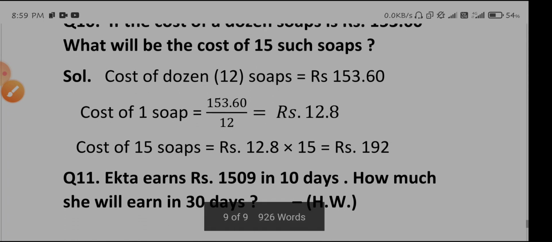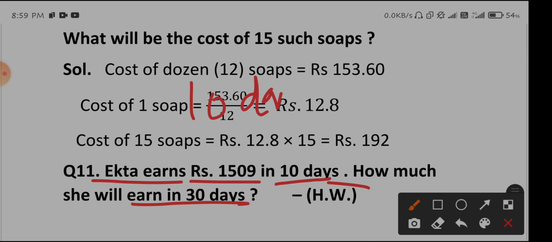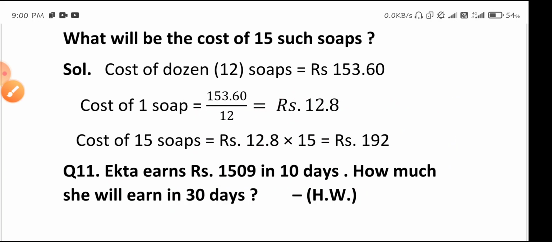So all these questions are easy only. The last question of our chapter: she earned rupees 1509 in 10 days. How much will she earn in 30 days? As it is given for 10 days, how much? 1509. So first we will find for one. So first of all we'll divide. After that we'll multiply by 30. So that will be the answer.